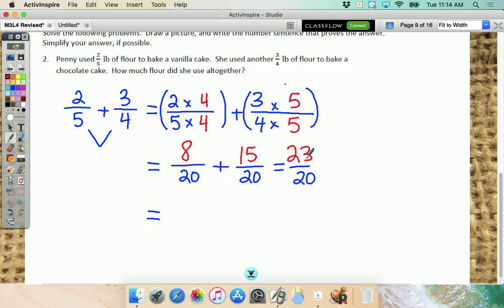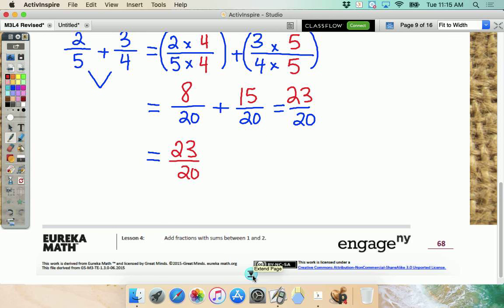So is that an improper fraction? Yes. All right, so it's going to be a mixed number. So I'm going to rewrite it. I need to rewrite it correctly. And I'm going to decompose. Take out 1 whole. And 23 minus 20? 3. So my answer, 1 and 3/20.